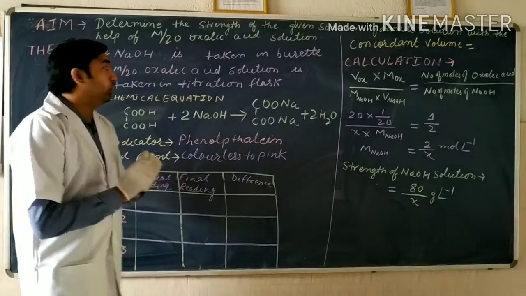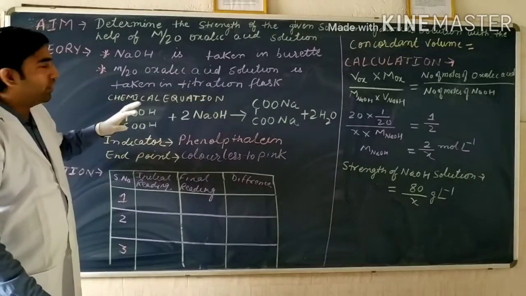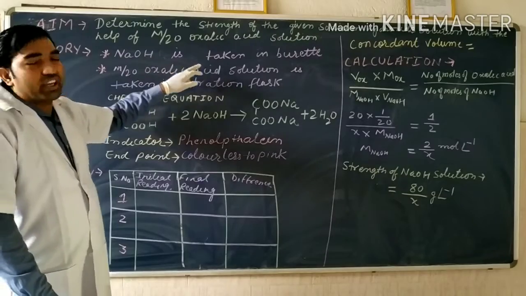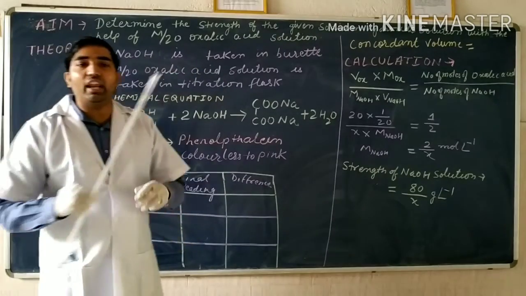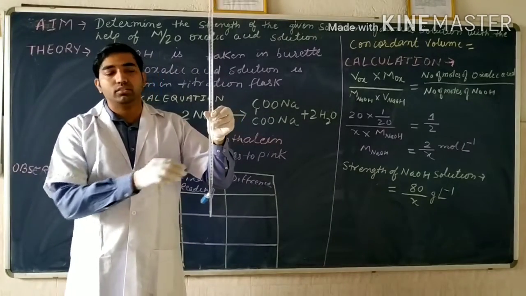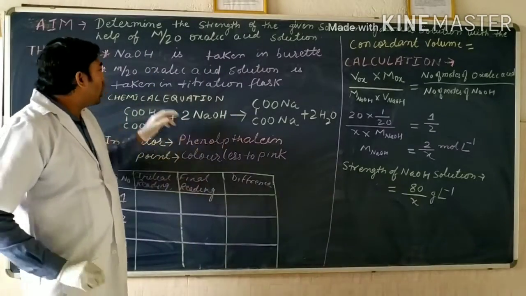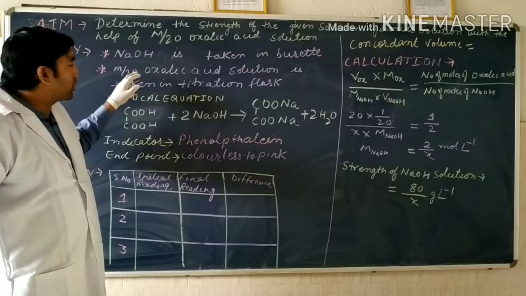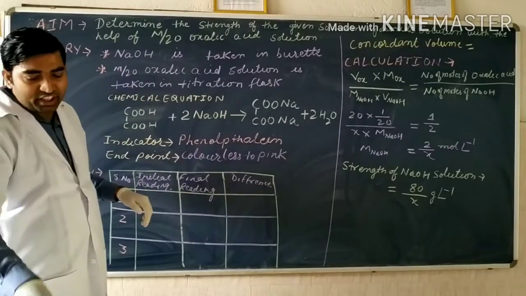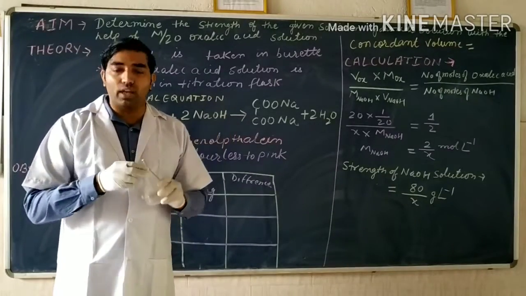See, what is the theory? In this experiment, NaOH solution is taken in the burette. We take NaOH solution in this apparatus. This is burette. And the known solution, the known concentration solution of oxalic acid, is taken in this titration flask.